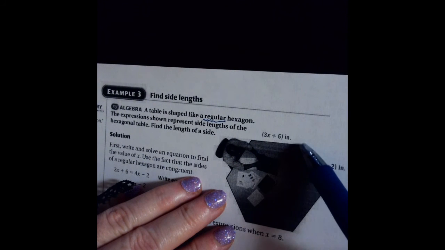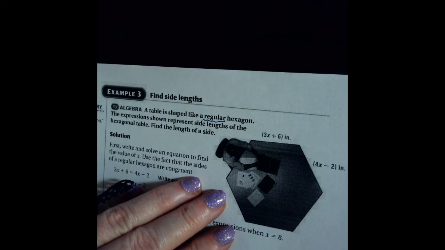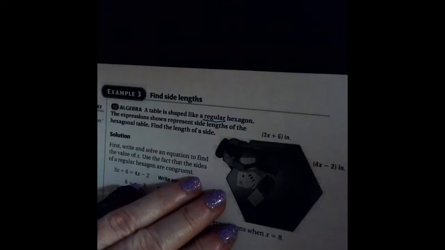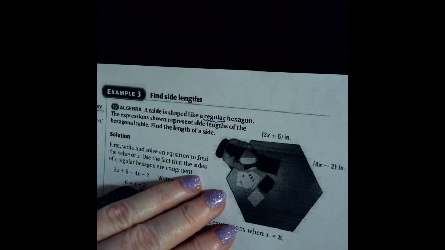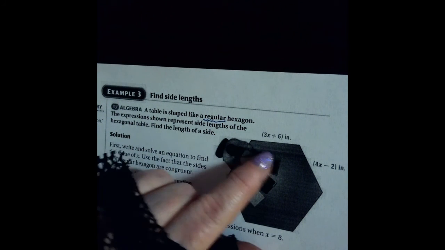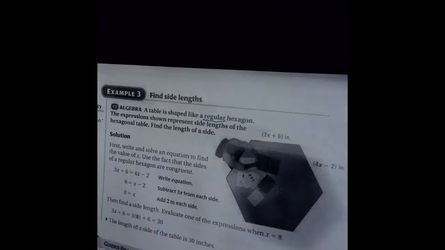So I know that this is 4x minus 2, this is 3x plus 6. Again, we've got variables, so you need to be thinking algebra. How do I take that and find what the length of a side is? Because all the sides are going to be the same. It doesn't tell us anything else. So hopefully you realize that these are equal to each other. That's exactly what we're going to use.